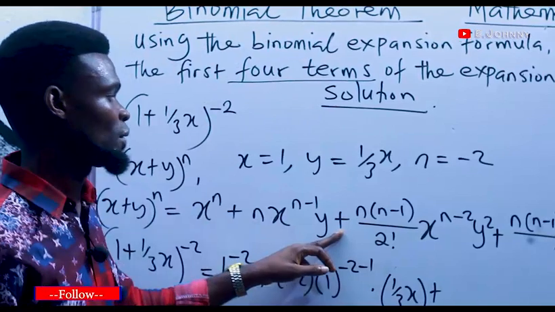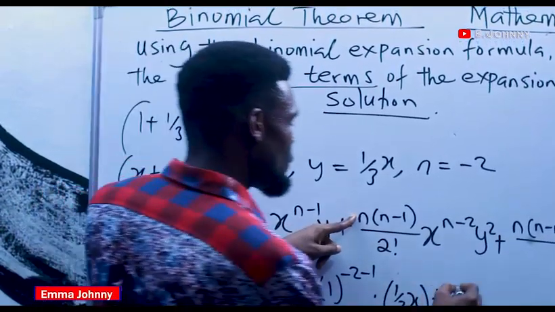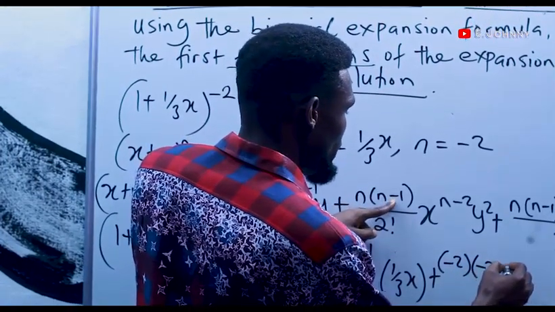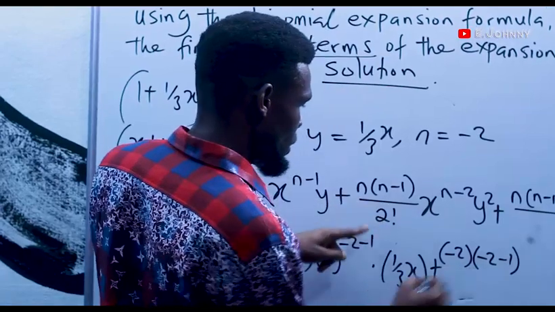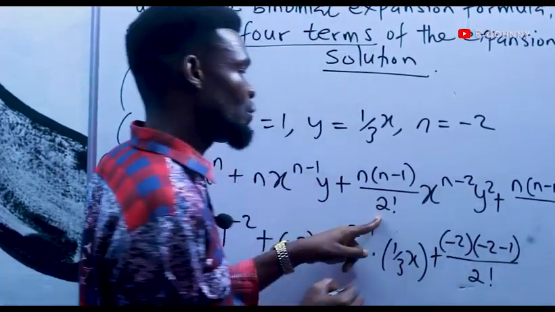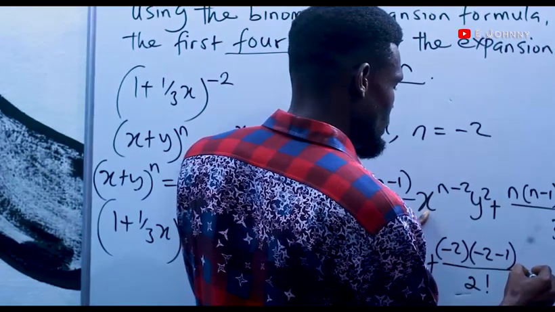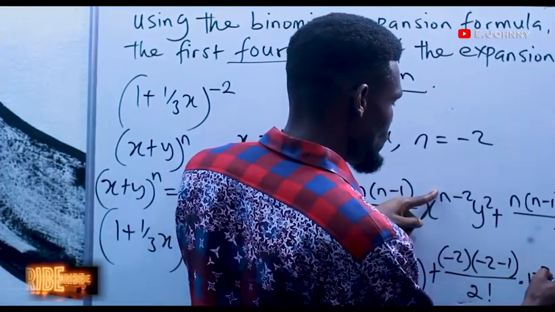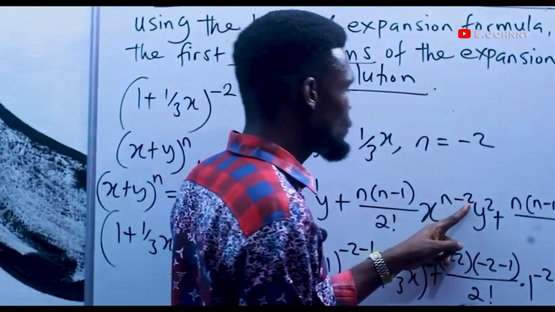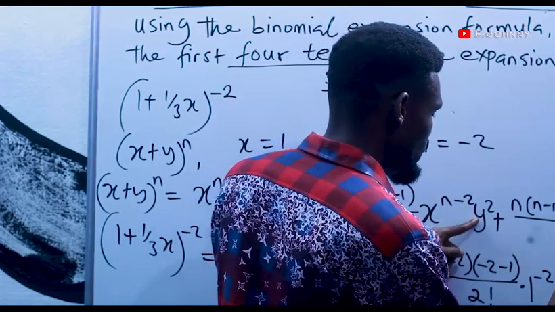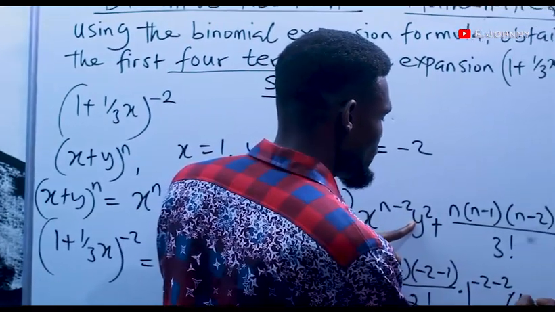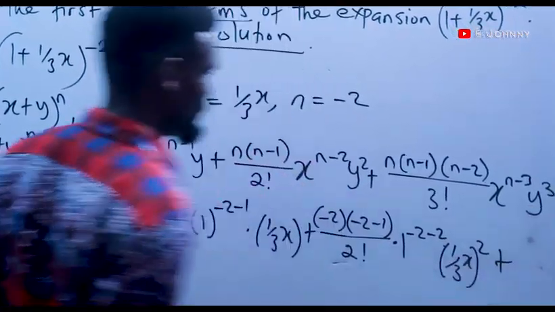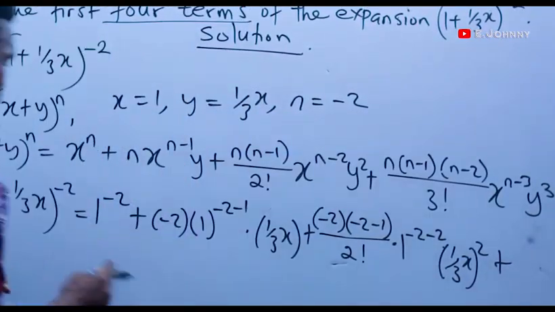Okay, we're done with that. Plus, let's substitute here. In the place of n, you put minus 2 into minus 2 minus 1, all over 2 factorial, times x, which is 1, raised to power minus 2 minus 2. In the place of y, you have 1 over 3x raised to power 2.